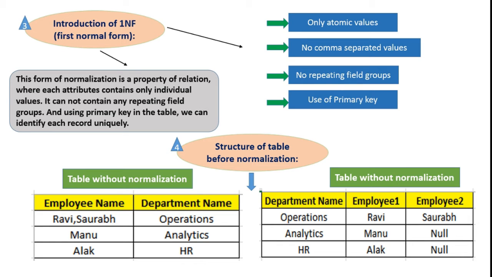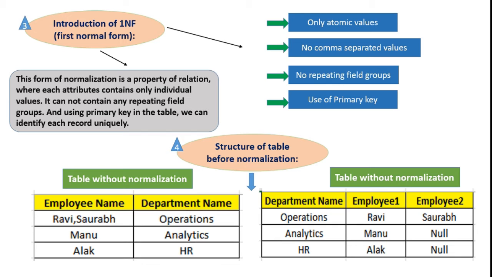And suppose you want to make it atomic, using this structure. Here what we have done is created two columns for the employee: employee 1 and employee 2. In employee 1 we can see the entries are Rabi, Manu and Alak, and employee 2 has Saurabh, and the rest two are null because we do not have any entries for that, right?